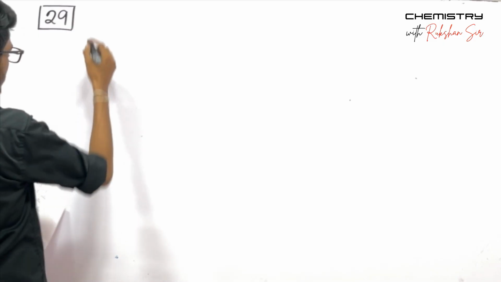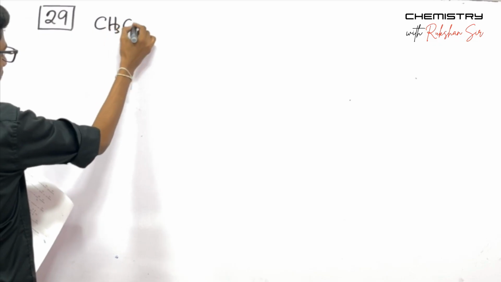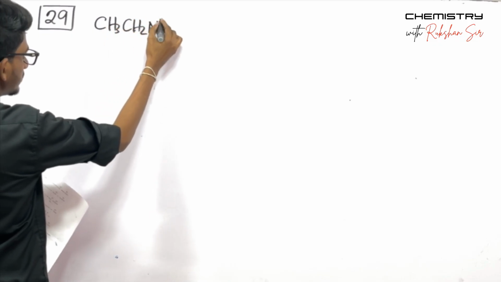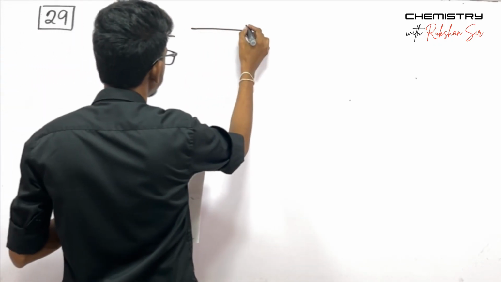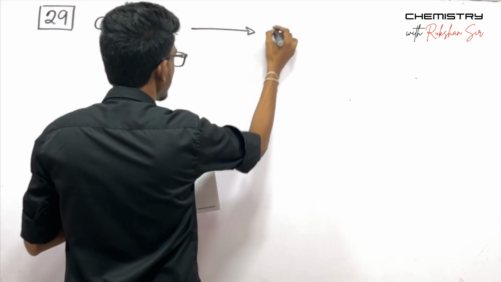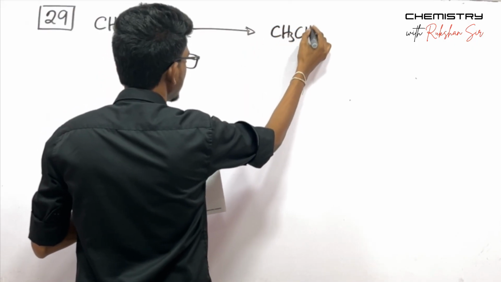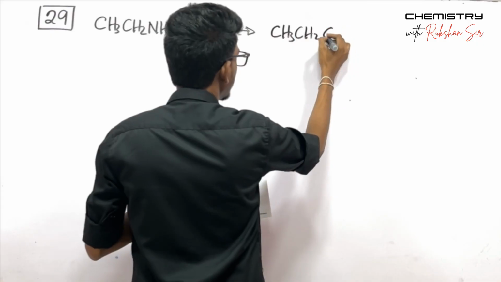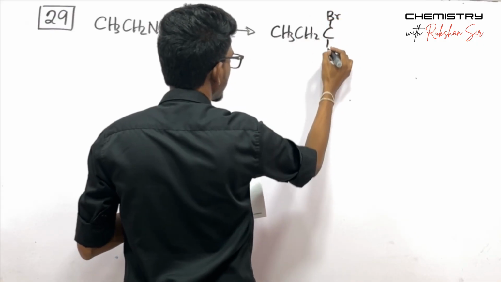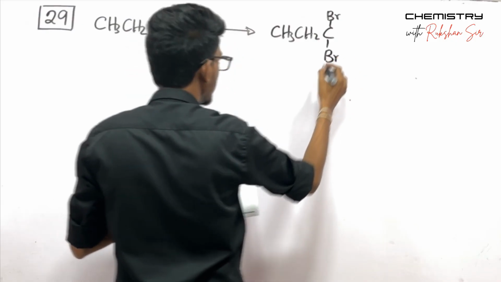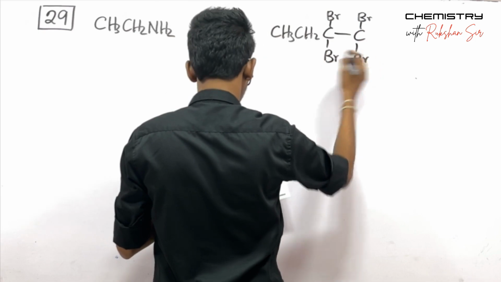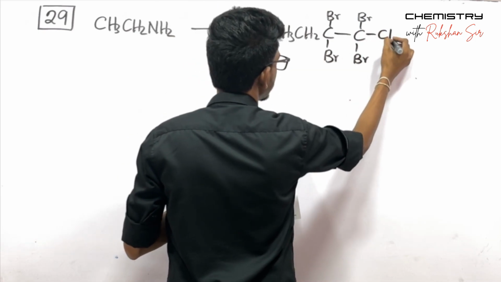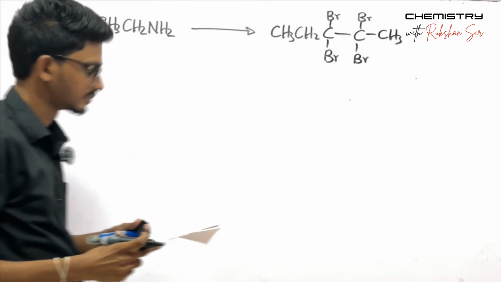See, you're starting with CH3, CH3. And you're supposed to form CH3, CH2, some Br, another Br, and some CH3. That's all, no?